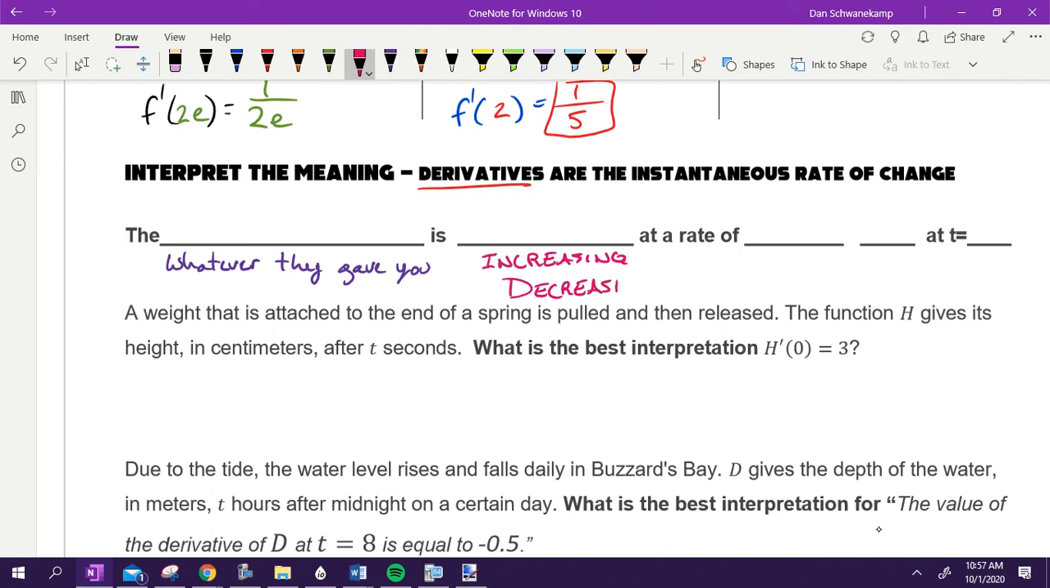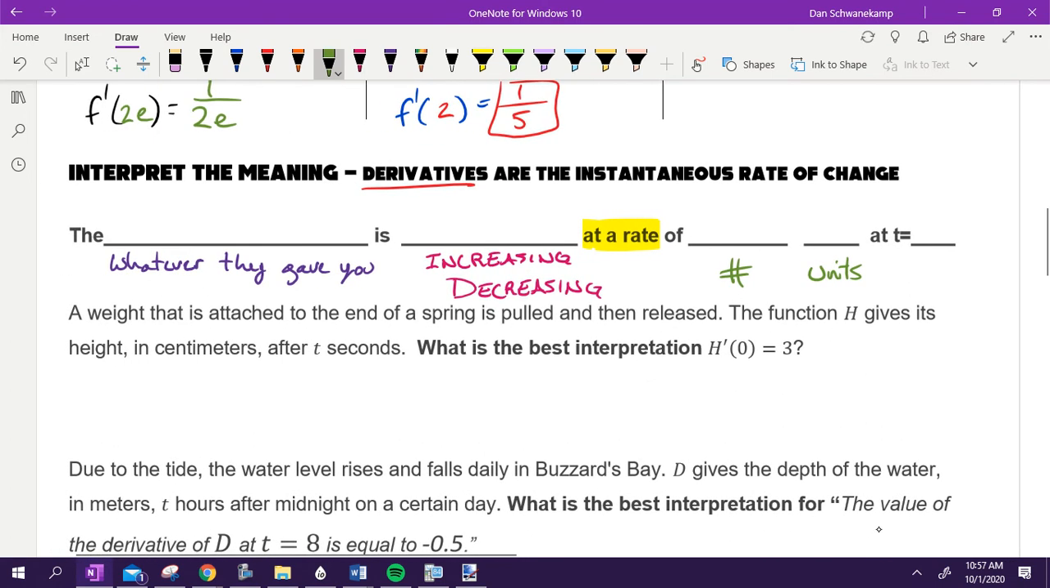It's either going up or it's going down. We're talking about a derivative, so we're going to say at a rate of. Okay, we're talking about that rate that we're given. At a rate of. Right here, we're going to put our number answer, whatever the derivative is. That's where our number is going to go. We're going to include units. And we're going to say at t equals whatever the time is.